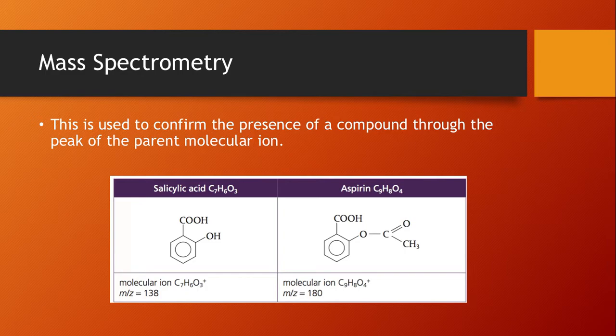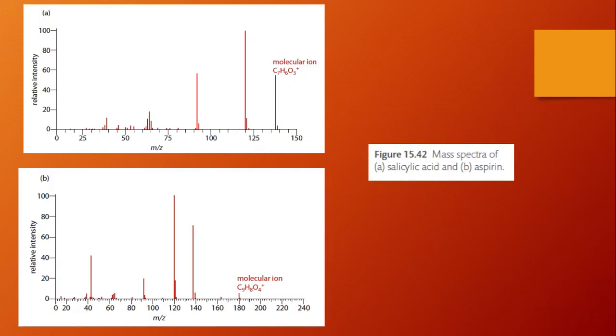So here we're comparing salicylic acid to aspirin. You can see they have different mass to charge ratios, and therefore they can be identified using a mass spectrometer. We can see that here we compare the mass spectra of both of our compounds, and clearly they are different.